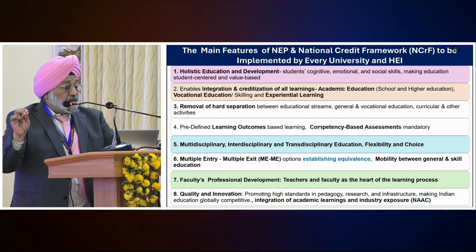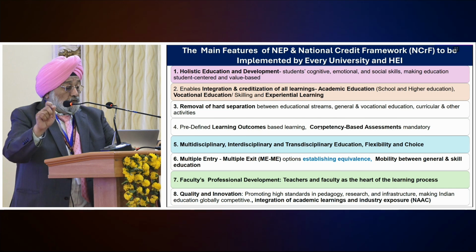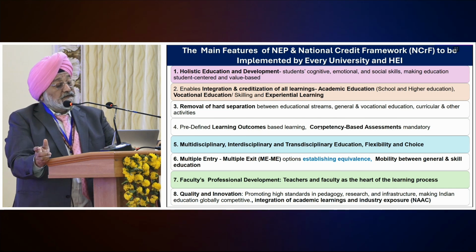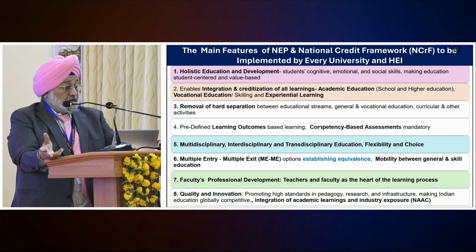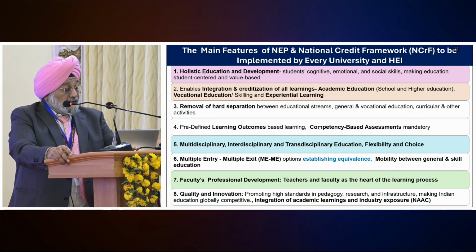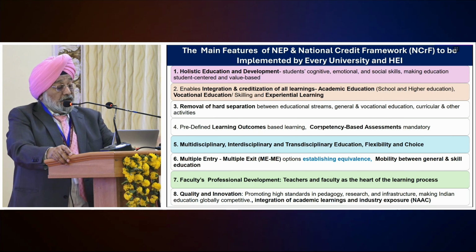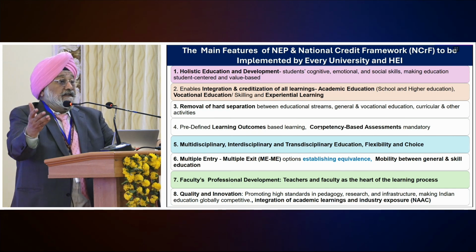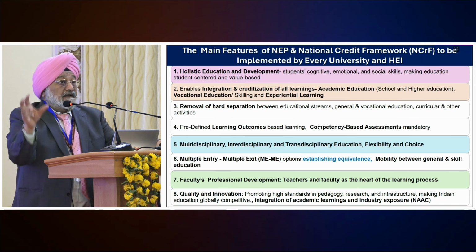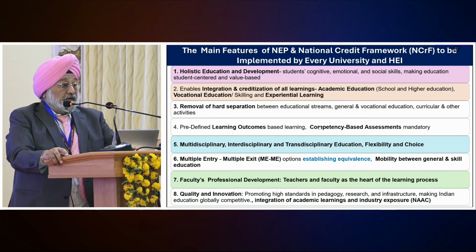Third, you remove all kinds of hard separation. You don't differentiate between educational streams, general education, vocational education, similarly curricular and co-curricular activity. Then you predefine all the learning outcome-based learning and competency-based assessment, that is mandatory. Then multidisciplinarity, interdisciplinarity, and transdisciplinarity in education is a must. Normally, we only talk about multidisciplinarity, but no, it is interdisciplinarity and transdisciplinarity as well. And then that gives you the flexibility and choice for every student.